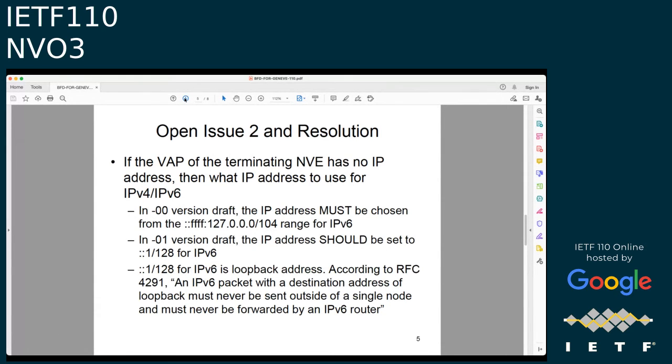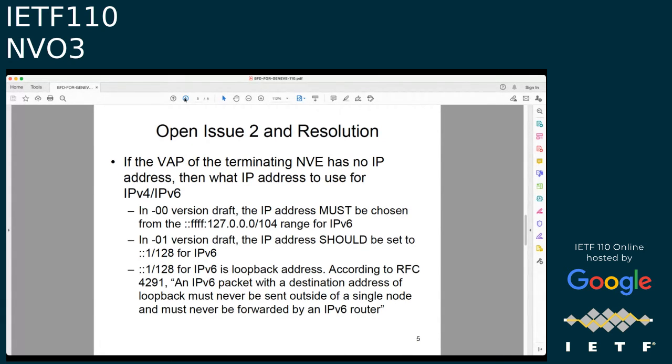This is open issue two and its resolution. This open issue is that if the VAP of the terminating NVE has no IP address, then what IP address to use for IPv4 or IPv6? In the 0.0 version draft, in this scenario, the IP address must be chosen from the ::ffff:127.0.0.0/104 range for IPv6. Nevertheless, in the 0.1 version draft, in this scenario, the IP address should be set to ::1/128 for IPv6.